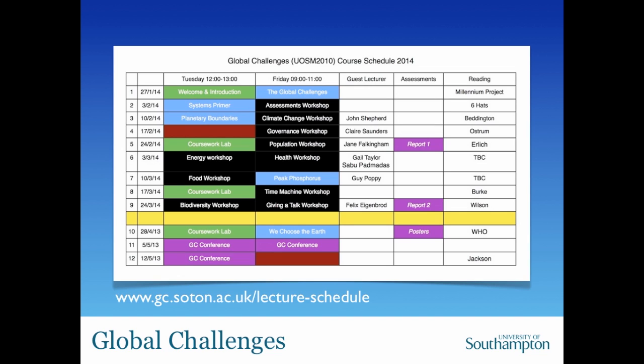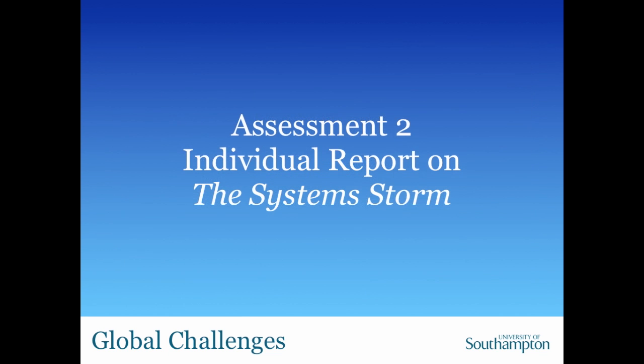The second assessment is another individual report, but this one is about what I've called the system storm. I briefly mentioned John Beddington, and he was the guy who coined this notion of the perfect storm in a kind of socio-ecological context. By 2030, we're going to need to produce around 50% more power, grow 50% more food, and gain access to about 50% more fresh water.